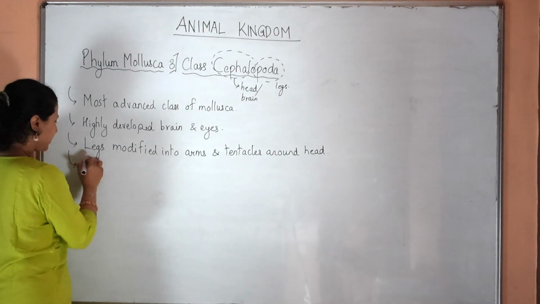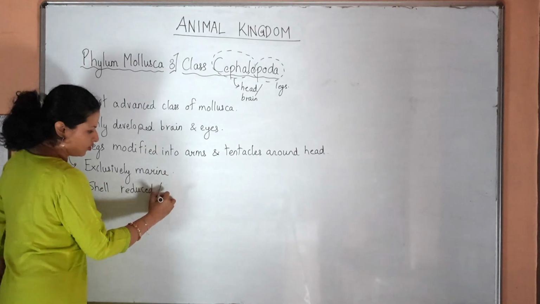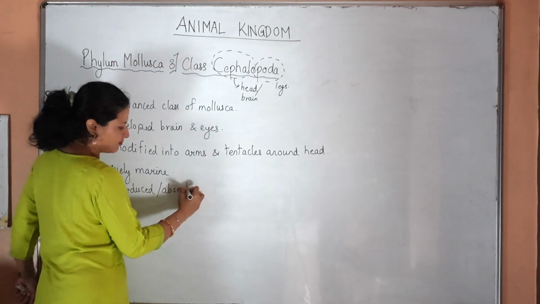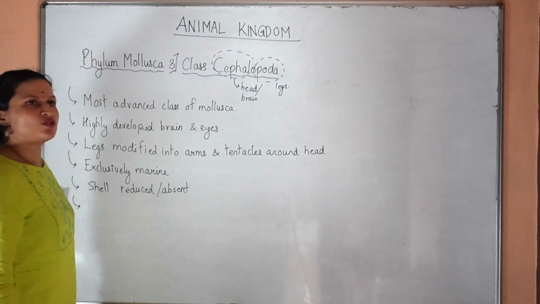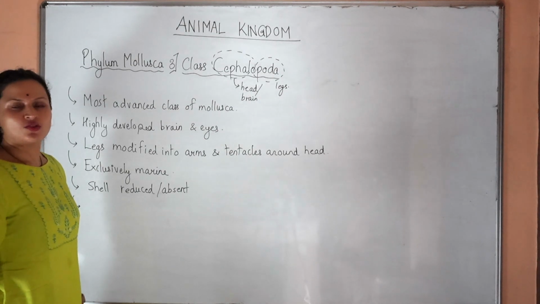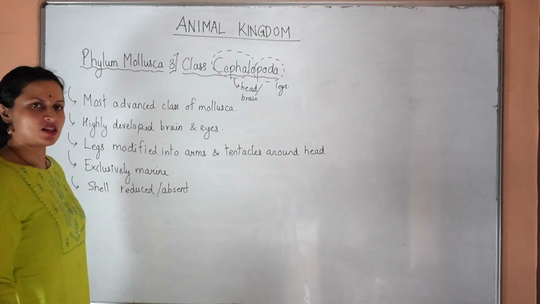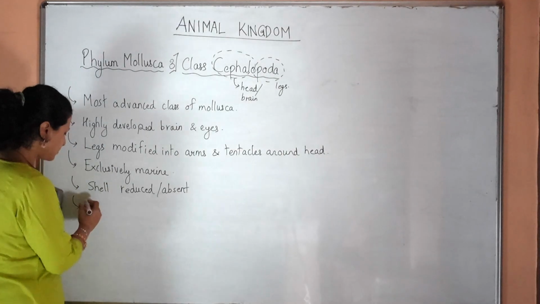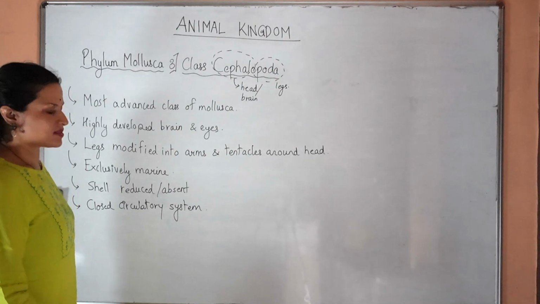These animals are exclusively marine. The shell is very reduced or absent altogether. For example, the octopus does not have a shell at all. These organisms are known to have a closed circulatory system. In general, molluscans are known to have an open circulatory system with the presence of the hemocoel, but these organisms have a closed circulatory system. So you can say that they are more highly evolved mollusks.